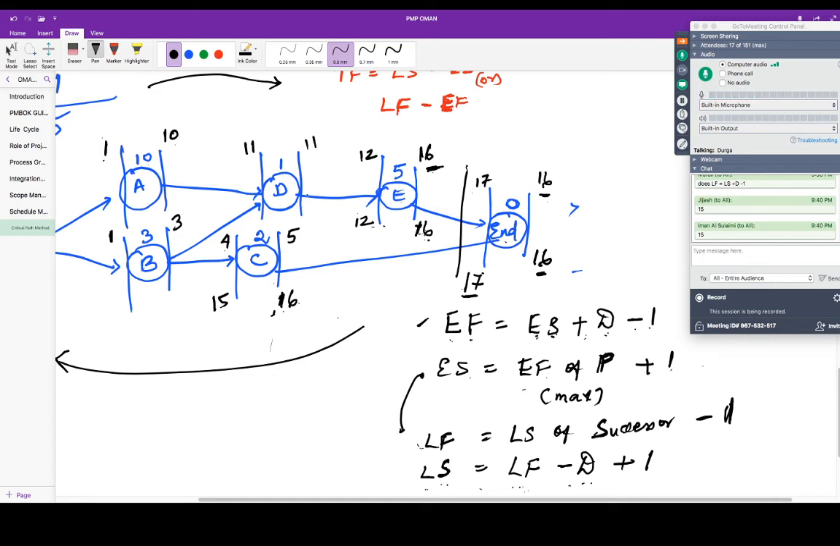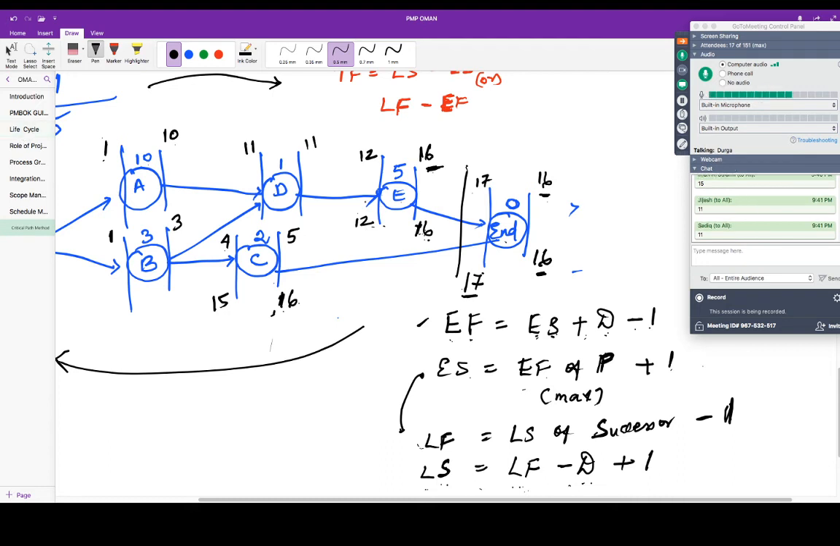So D, what is the late finish? At least when you should finish. D has only one successor, so the successor's latest start is the 12th. What will be the latest finish of D? When should you at least finish D in order to start E on the 12th? It has only one successor.